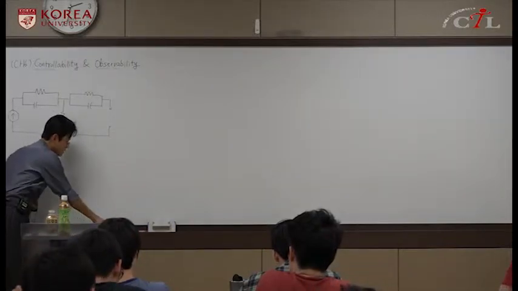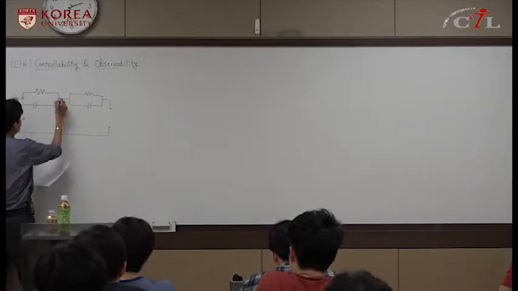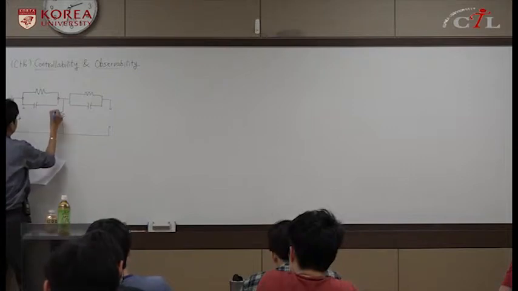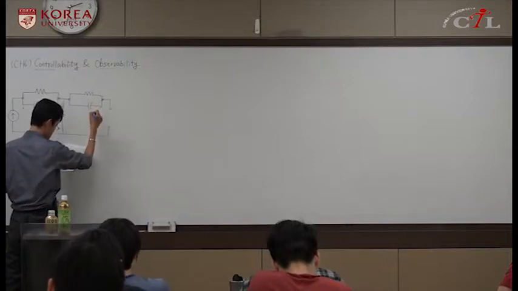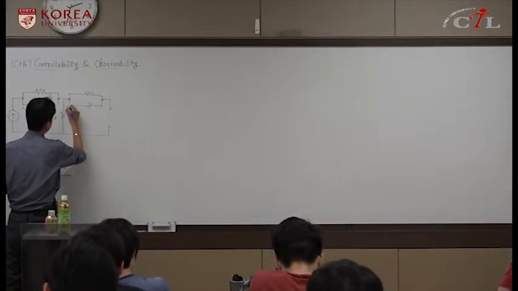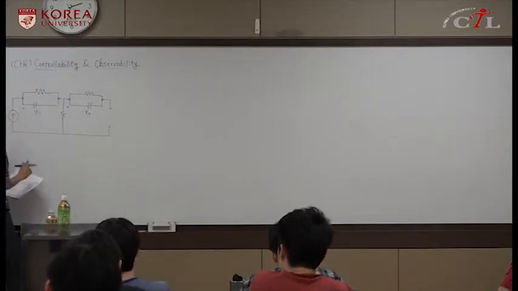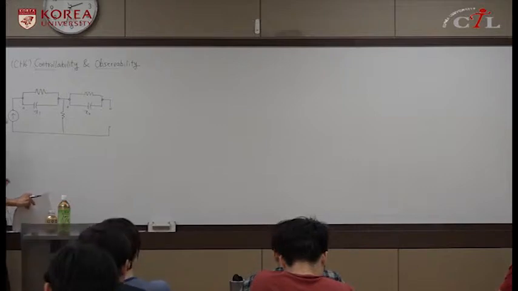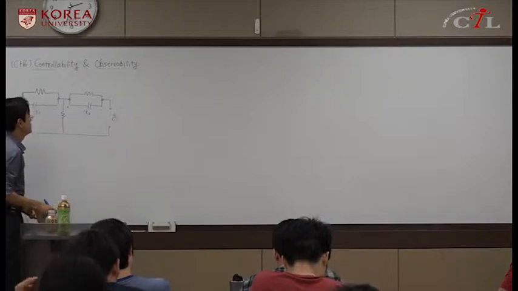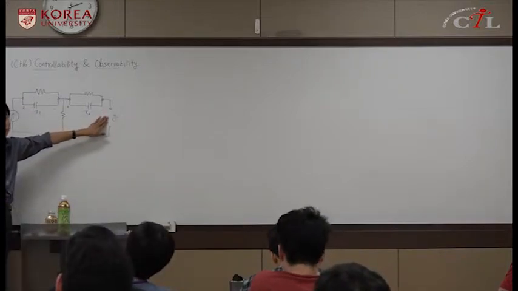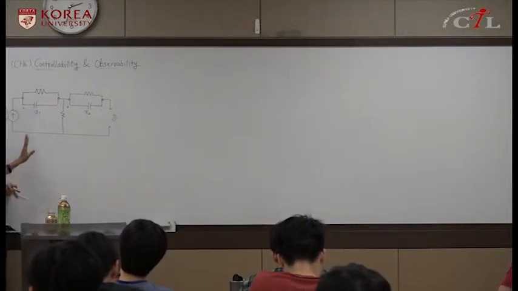Okay, let's say there is this kind of circuit. Then the voltage from here to here is set to be x1, and the voltage from here to here is set to be x2. The input is some current source, and we detect y here. The measurement is done here. So this is a linear system. Any RLC circuit is a linear system.